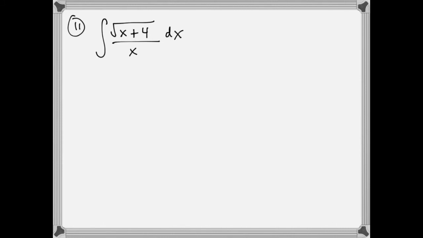Now, the problem is, if that were an x squared plus 4, we could try trig substitution, right? But this is just an x plus 4, so trig sub is not going to work. So we're going to try just letting u equal the entire radical. Now, here's what's nice about that.